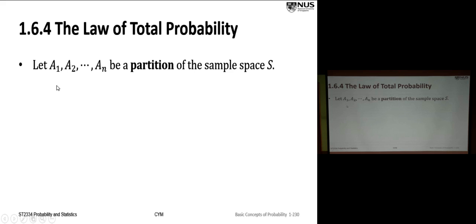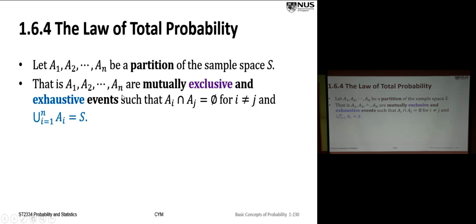Okay. So we move on to the law of total probability. The idea is very simple, but when you use it, you have to understand this law. It's basically saying that I divide this sample space, all possible outcomes, into n parts. These parts are non-overlapping, and if we put them together, it will be the sample space. We call this a partition.